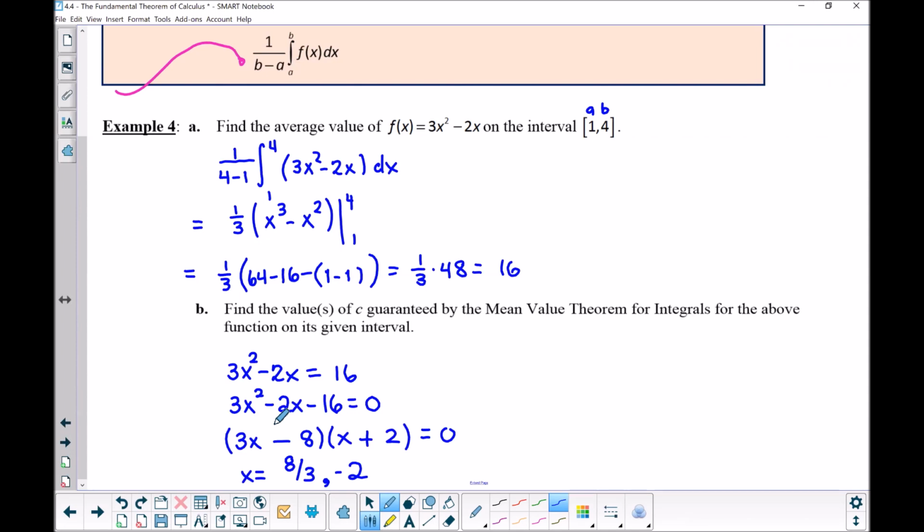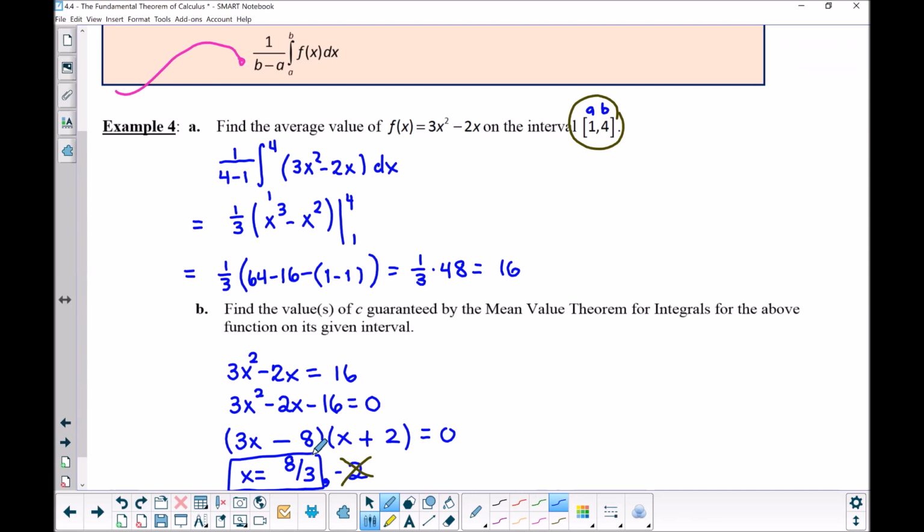What we have to do is understand that between 1 and 4, that's all that we care about. That's where our answers have to lie. So if you think about the old mean value theorem, Rolle's theorem, stuff that we learned in the first semester where you had to kind of pay attention to the interval, that's coming back now. Obviously, -2 does not lie in that interval. So we have to toss it away, and only x equals 8/3 will be our answer. Okay, so make sure that you're very, very cognizant of that.